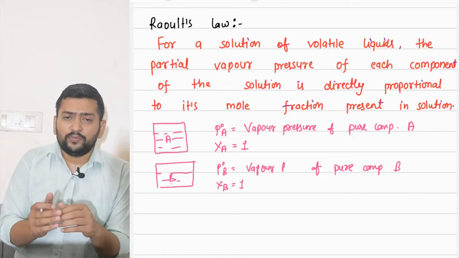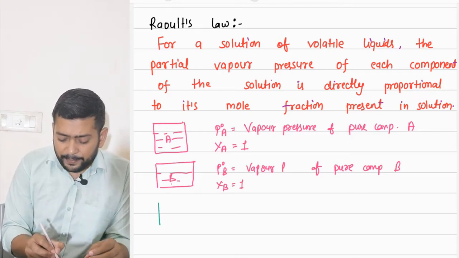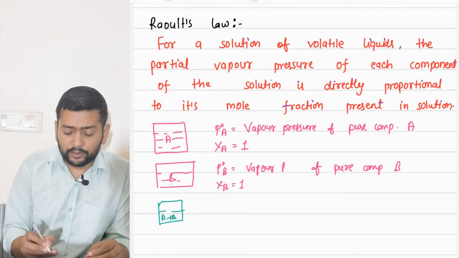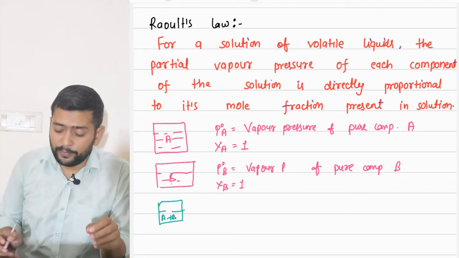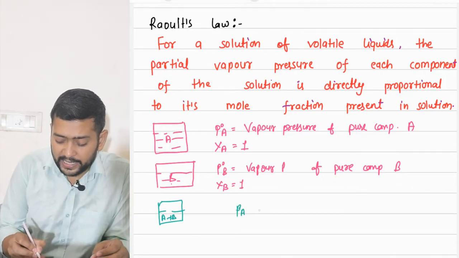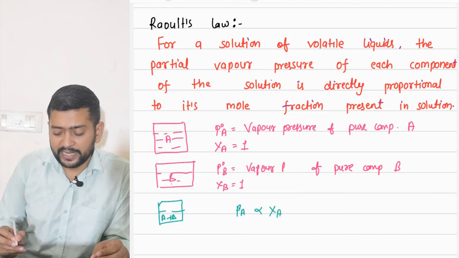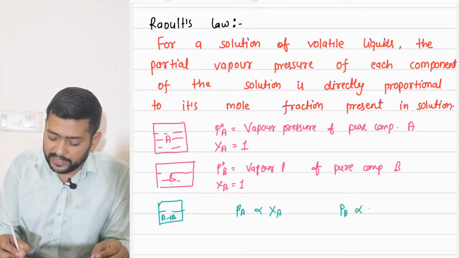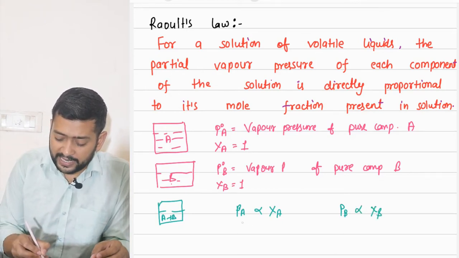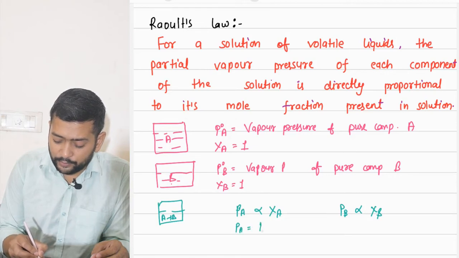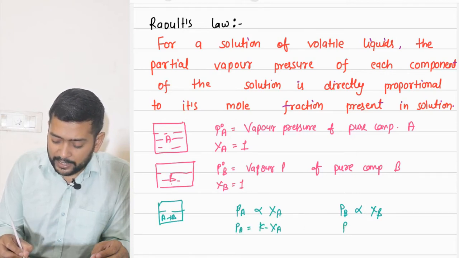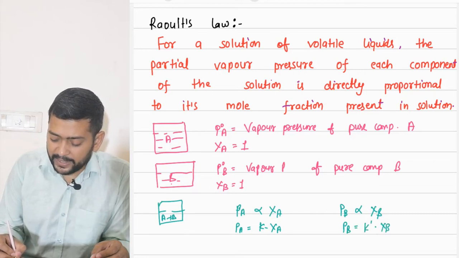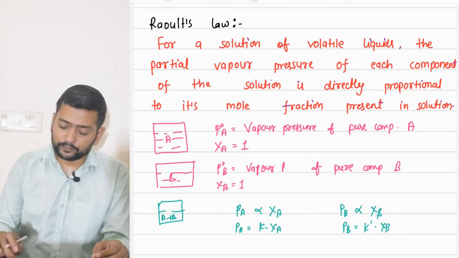Now what does it say? If I mix A and B, we have two components. The partial vapor pressure of the first component, PA, will be directly proportional to zeta A. This is what Raoult's law says. Similarly, for the second component, PB will be directly proportional to zeta B. I can write it as PA equals K into zeta A and PB equals K dash into zeta B.